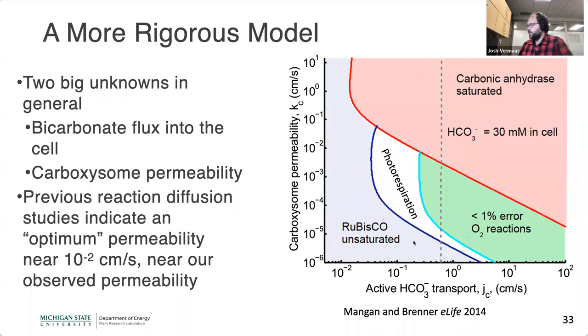If you are in this white region, where carboxysome permeability is pretty high and you don't quite have enough bicarbonate in there to feed Rubisco, well, then you have this problem of photorespiration where oxygen is going to be used instead. So if you're right here, that's kind of the optimum point where you don't have very much photorespiration, but you also make basically as much stuff as you can without having to do a lot of active transport of bicarbonate. So you'll notice that that's basically 10 to the minus 2 centimeters per second, which is what we found through our molecular dynamics models. So it fits really well.